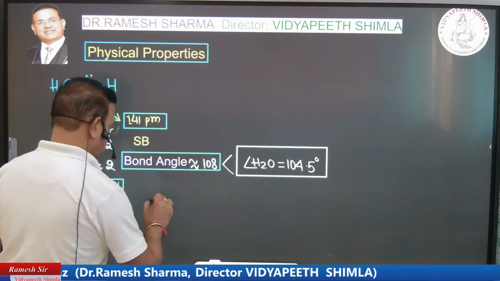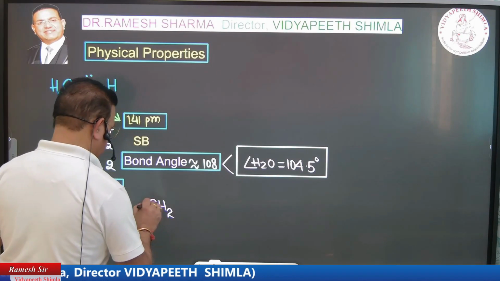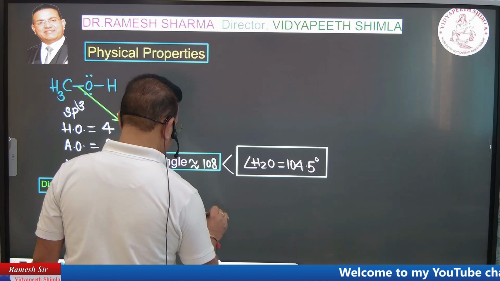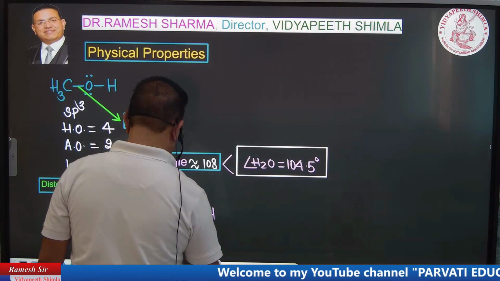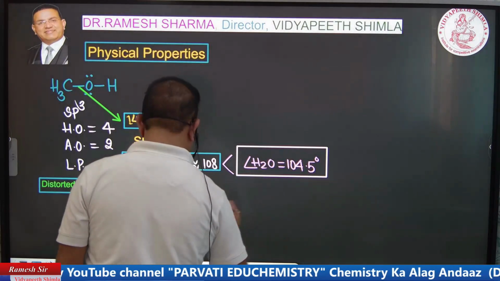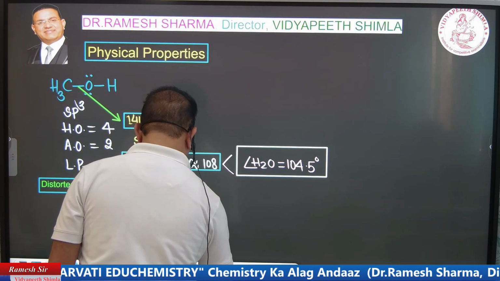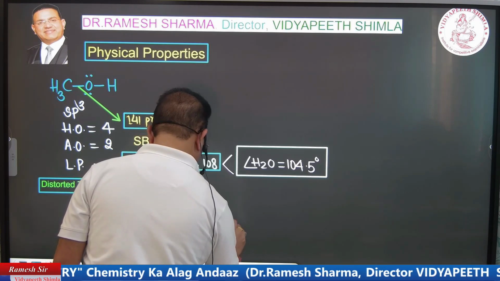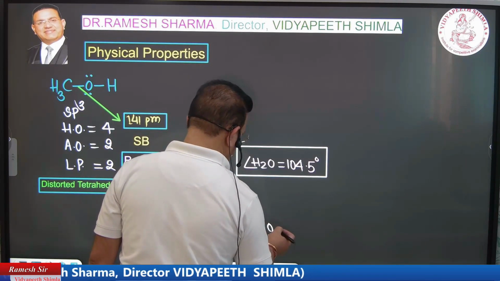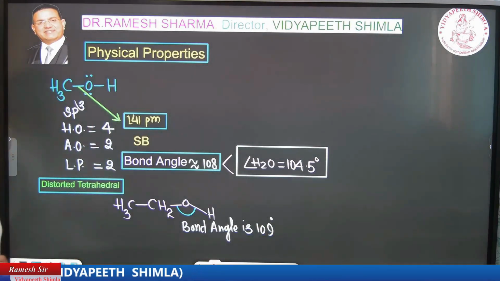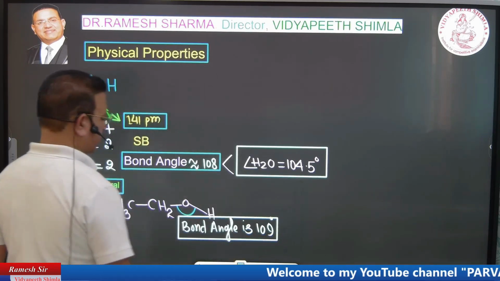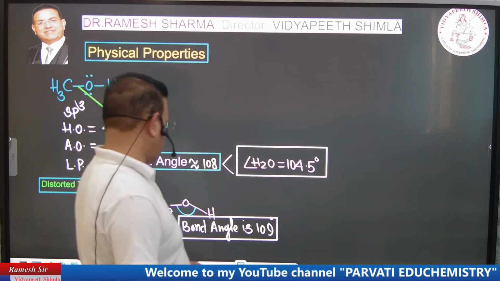But as these alkyl groups increase, this bond angle will also increase. So in case of ethanol, this bond angle is around 109 degree. It means the more the alkyl group, the more the bond angle. Yes or no?